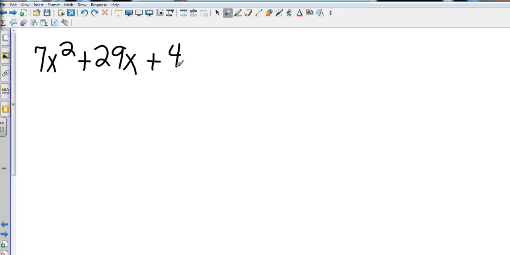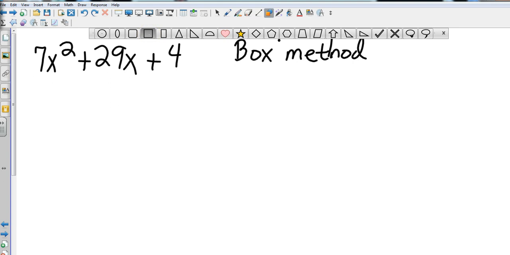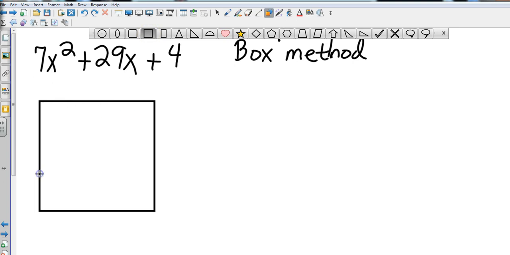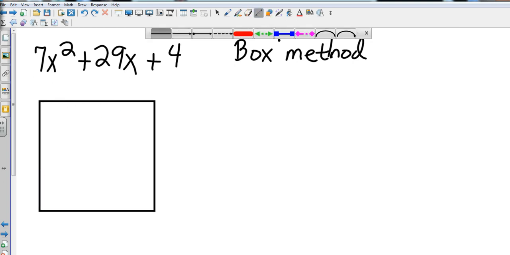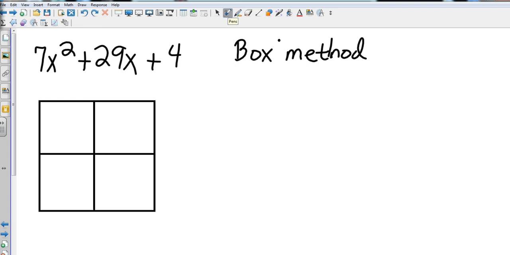So we're going to learn a new method for this, and it's called the box method. What we're going to do is create, obviously, a box. We're going to create just a 4-square box, basically. Our first step will be to move our first term into the top left box. Our second term is going to go into the bottom left box, and I'm going to put plus 4.